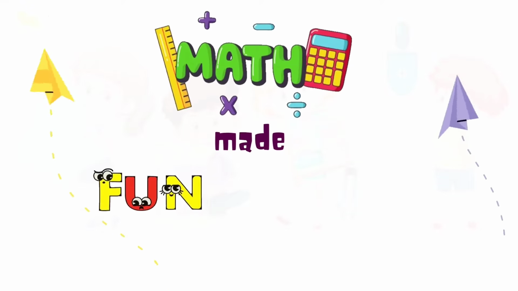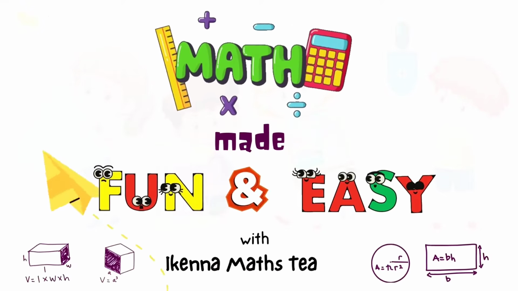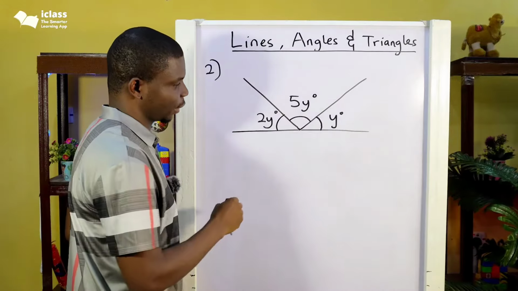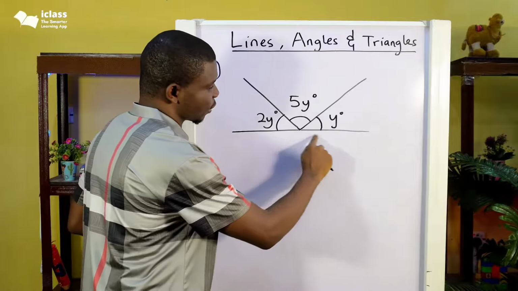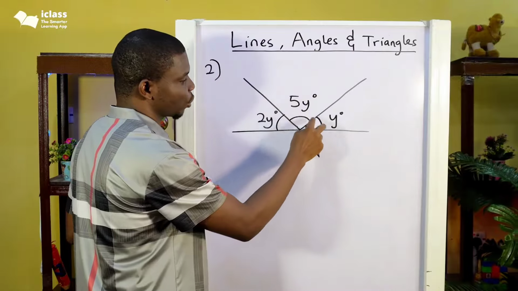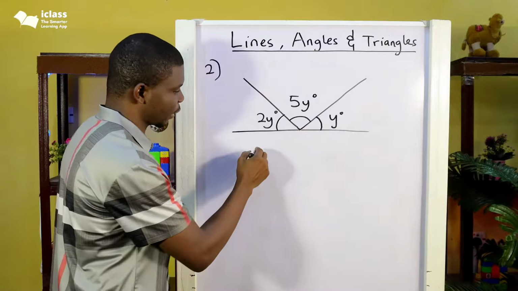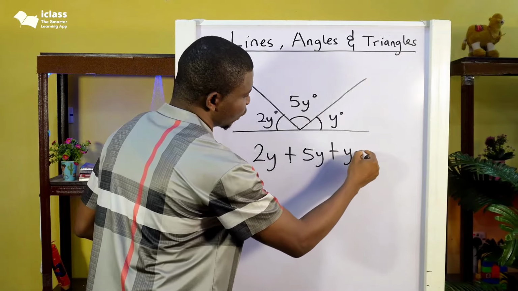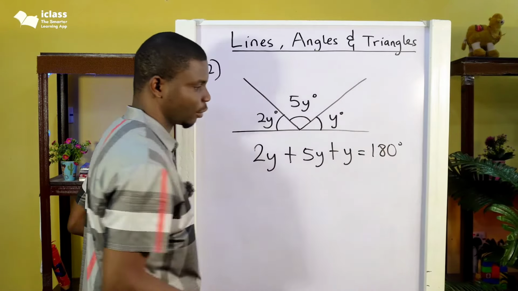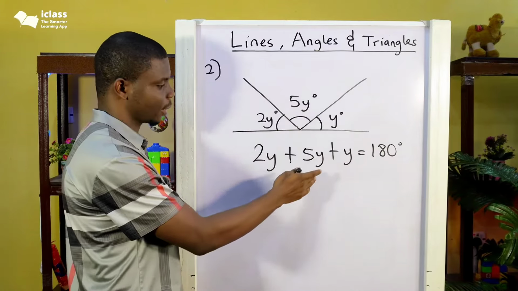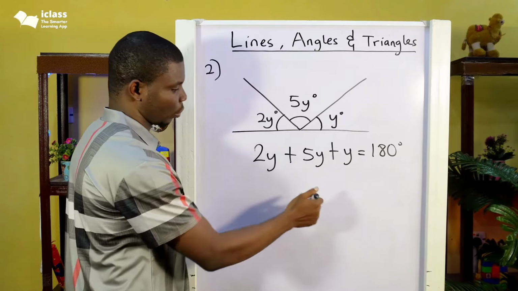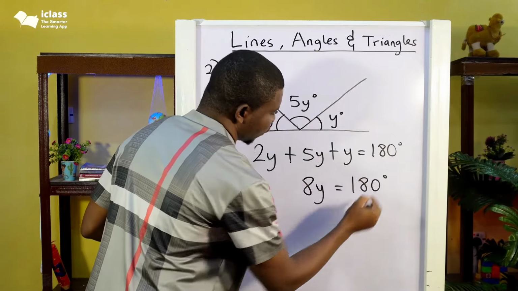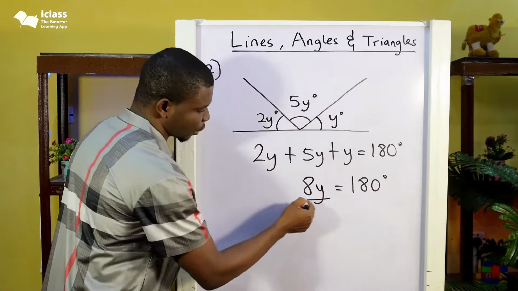You're watching Maths Made Fun and Easy with Ikenna, Maths Teacher. Now to question number 2. Find the value of y in this figure. This is a straight line, and you know the sum of angles on a straight line is equal to 180. That means 2y plus 5y plus y will give us 180 degrees, right? 2y plus 5y, that is 7y. 7y plus y is 8y. So we have 8y equal to 180 degrees. To get y, we have to divide both sides by 8.